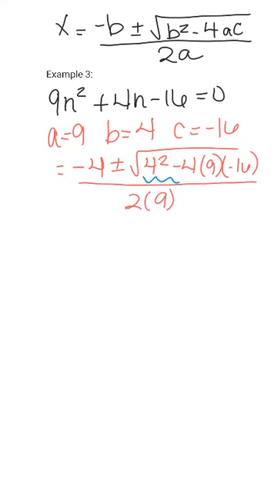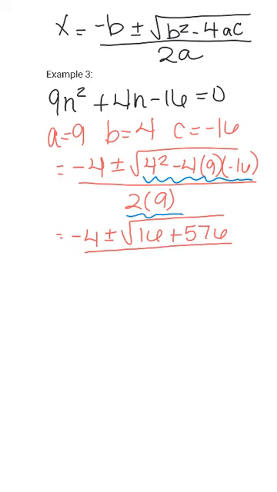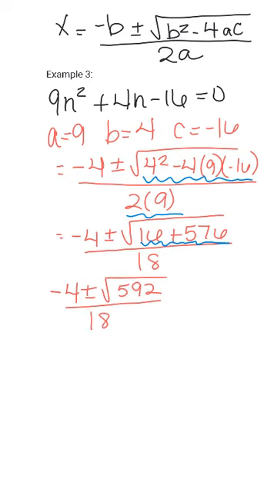Again, with your calculator or PEMDAS, start underneath the square root and simplify that. So negative 4 plus or minus underneath the square root, 4 squared is 16. Negative 4 times 9 times negative 16 is positive 576. All over 2 times 9, which is 18. Again, underneath the square root, keep simplifying that. So we'd have negative 4 plus or minus the square root. If I add 16 and 576, I will get 592 all over 18.